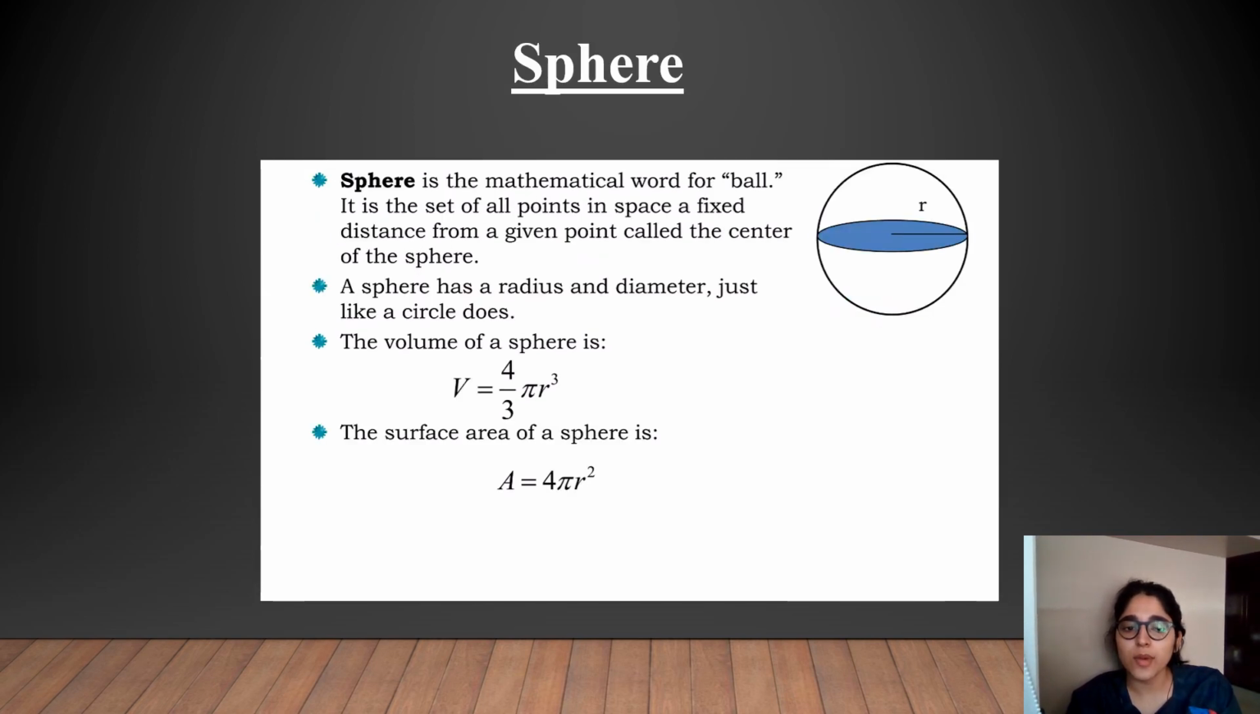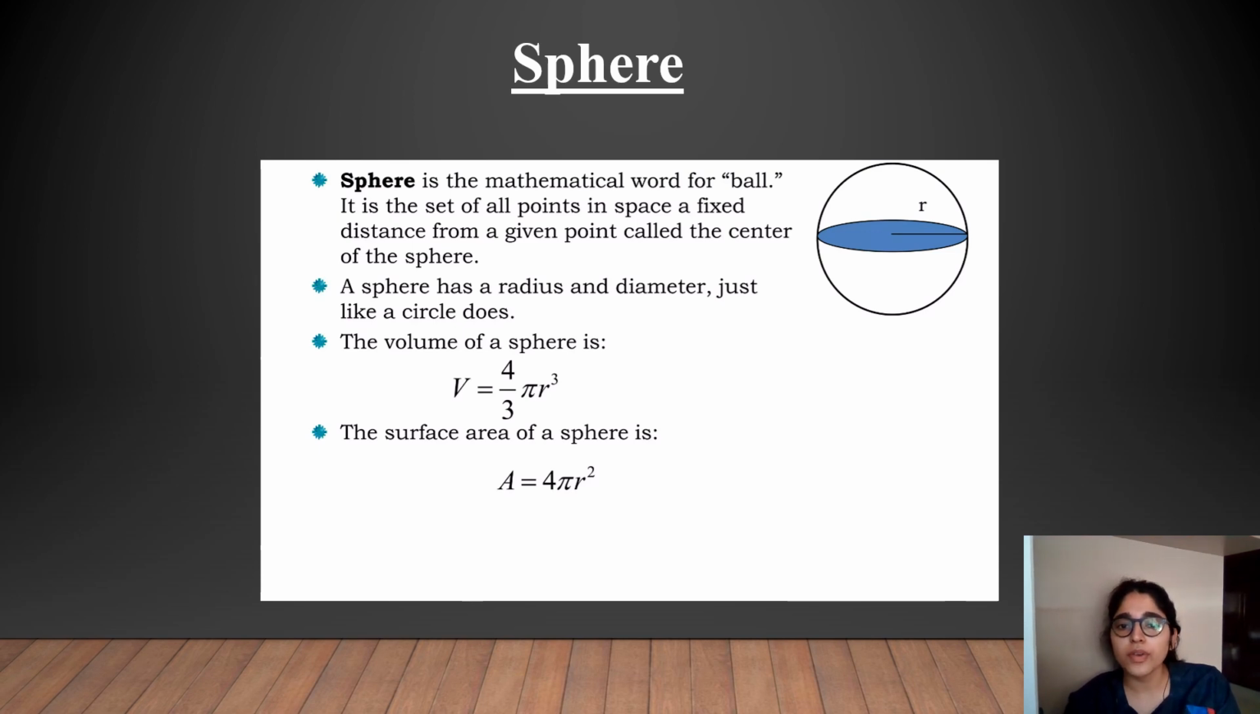Then we understand about a sphere. A sphere is the mathematical word for a ball. Whenever we speak in mathematical terms, we don't call it a globe or a ball or a round. We always call it a sphere. A sphere is the set of all points in space a fixed distance from a given point called the center of the sphere. A sphere has a radius and diameter just like a circle does.